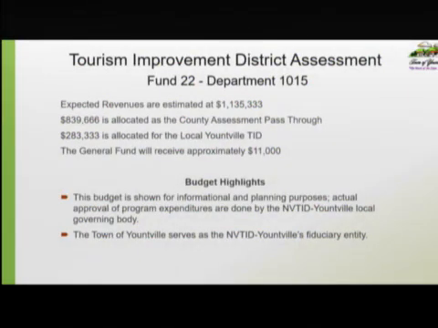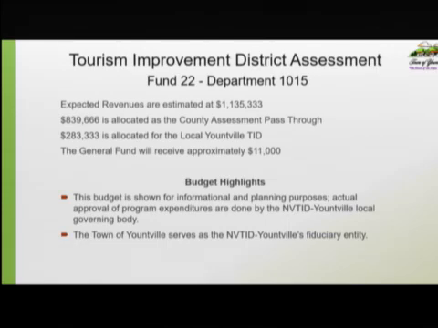I think I left it on my desk. Can I see this? You don't have it memorized? I have a lot of it memorized. So the expected revenues are estimated. Here it comes. Here it comes. Thank you. I was so prepared.